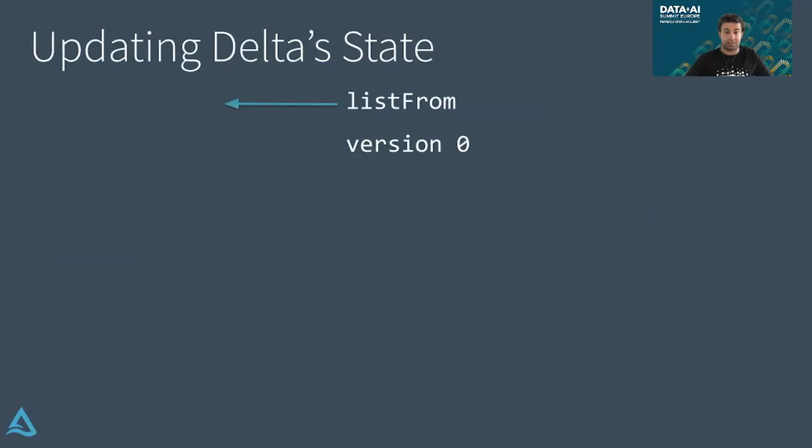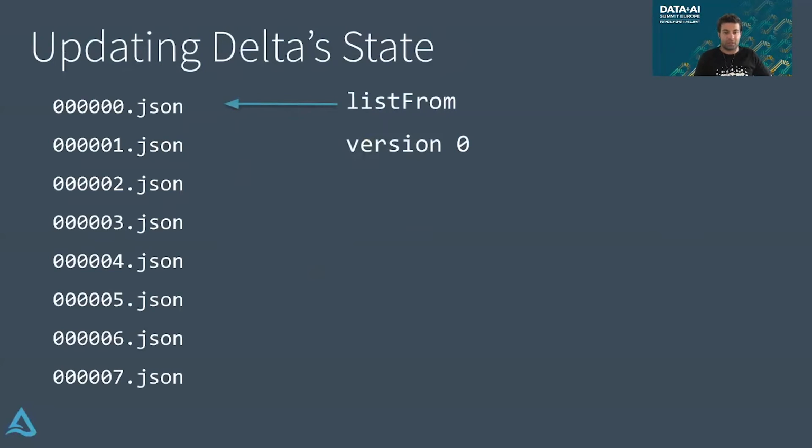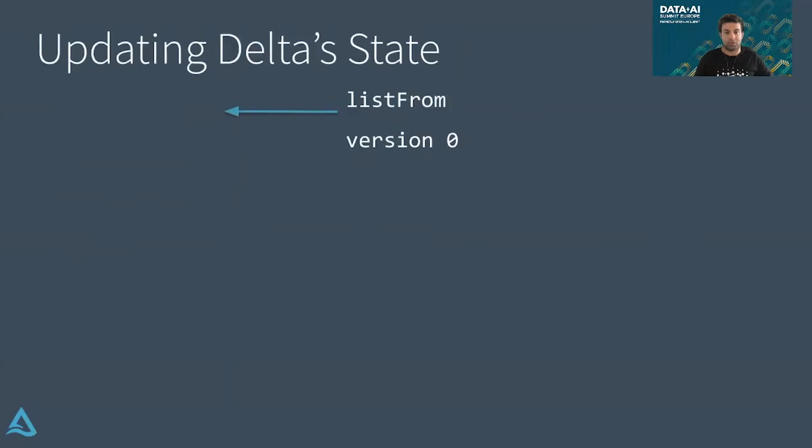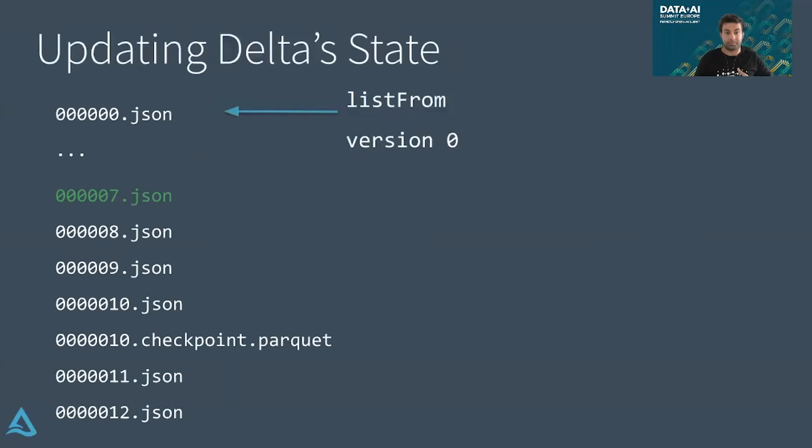If we were to update Delta state, what we'll do is list from, first of all, if we're at version 0, or we're just a new cluster, we'll list from version 0. We'll get our list of files. So here we've gotten 7 changes to our Delta log. We'll use Spark to compute the state. We'll cache version 7.